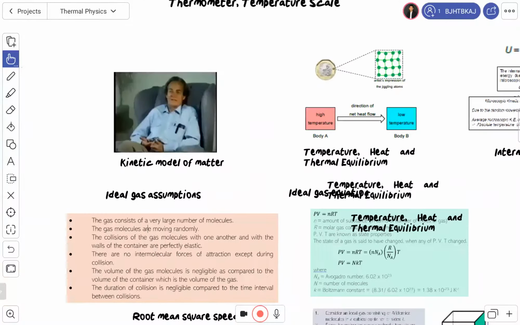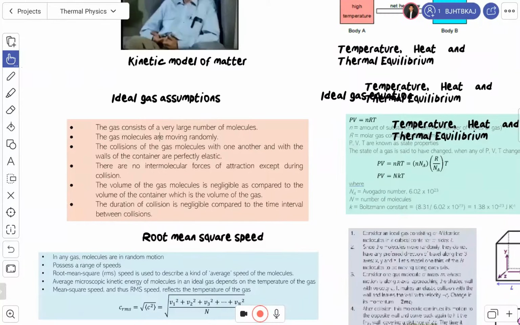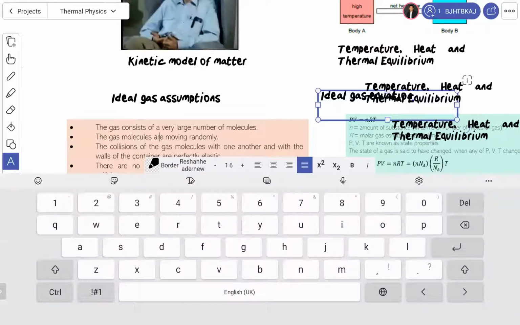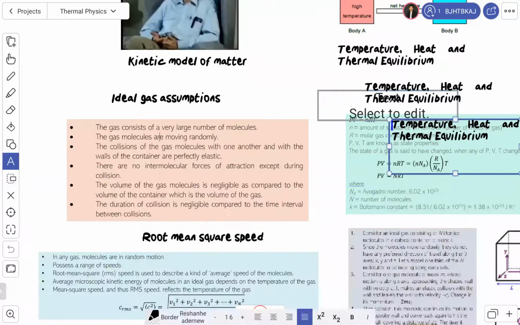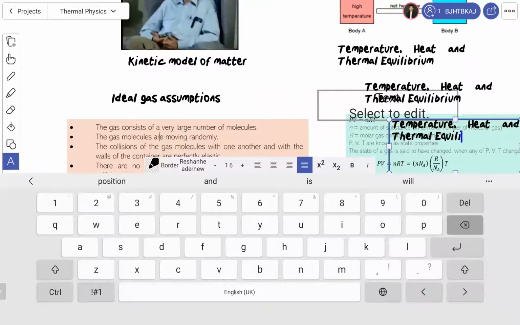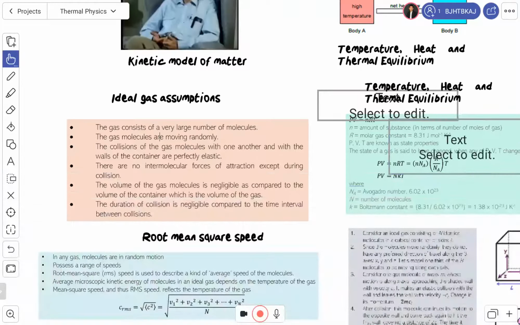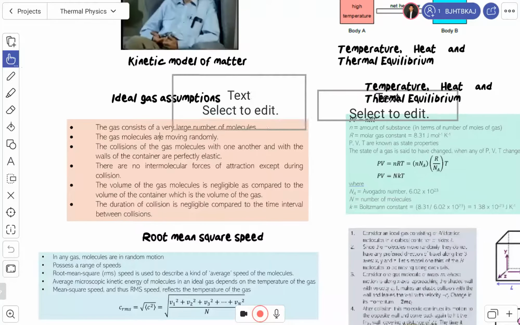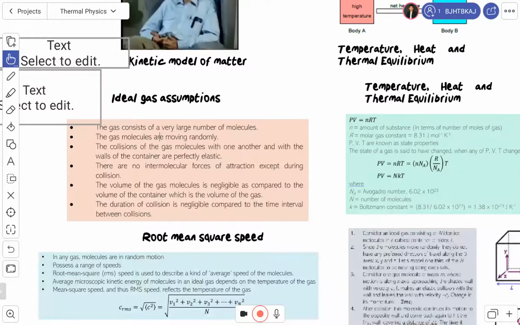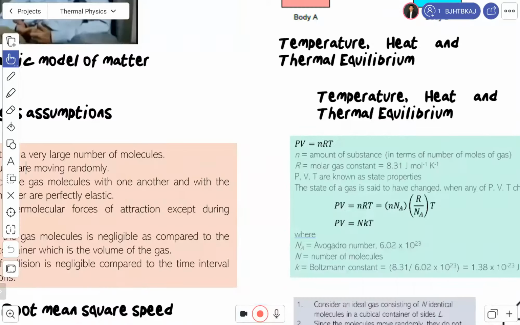Let's go through, right, the next section, which is ideal gas. Hang on, yeah. Random objects here. Let me just clean it up. Okay, good.